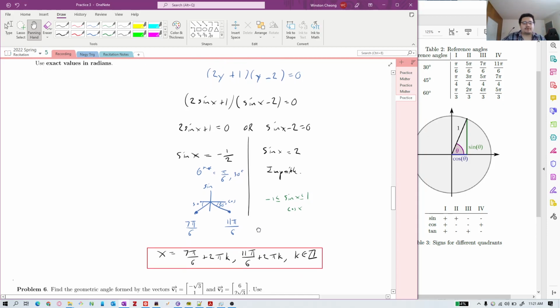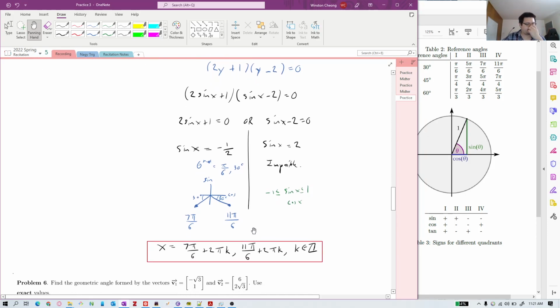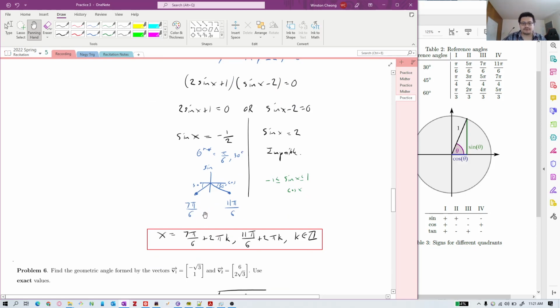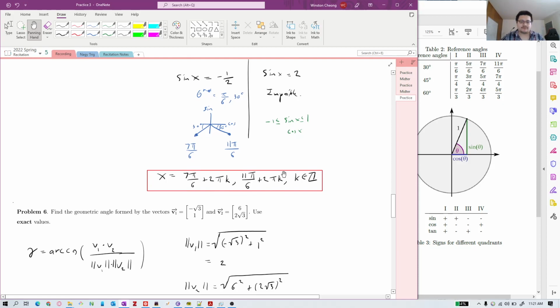And then the one final thing would be, well, we're looking for all solutions, okay? So these two values are just the solutions from 0 to 2 pi. To get all solutions, we then tack on a plus 2 pi k. And so that's why I've written my solutions in this format. 7 pi over 6 plus 2 pi k, and also 11 pi over 6 plus 2 pi k, where k is an integer. So this is the full set of solutions.